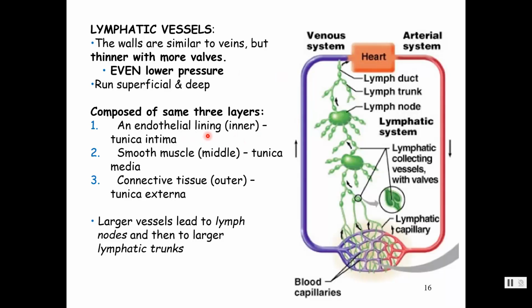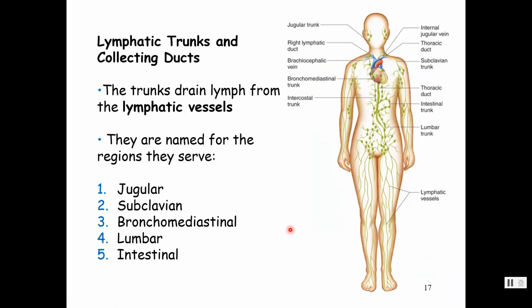So once again, the endothelial liner, so tunica intima. There's some smooth muscle associated with it, so the tunica media. And then the connective tissue outer binding layer, the tunica externa. Larger vessels lead to lymph nodes, and then to larger vessels, lymphatic trunks and lymphatic ducts. So we're going to follow that.